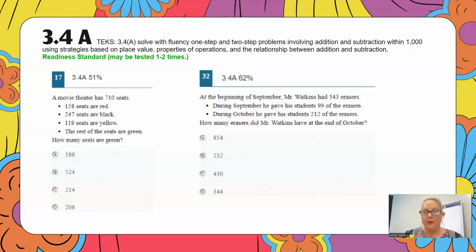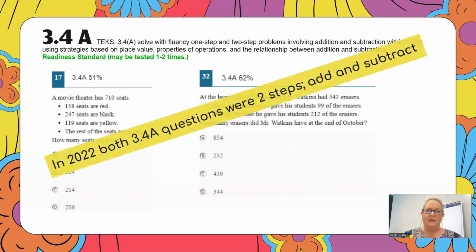So both of last year's questions were multi-step where the students had to add and subtract within the same problem. So that tells us quite a bit, doesn't it? That tells us that when we're doing problems, we need to make sure that we have multi-step in there. If we don't practice any multi-step problems, we're going to be out of luck when it comes to the testing. So we've got to have some thinking involved that goes with two-step problems, adding and subtracting.